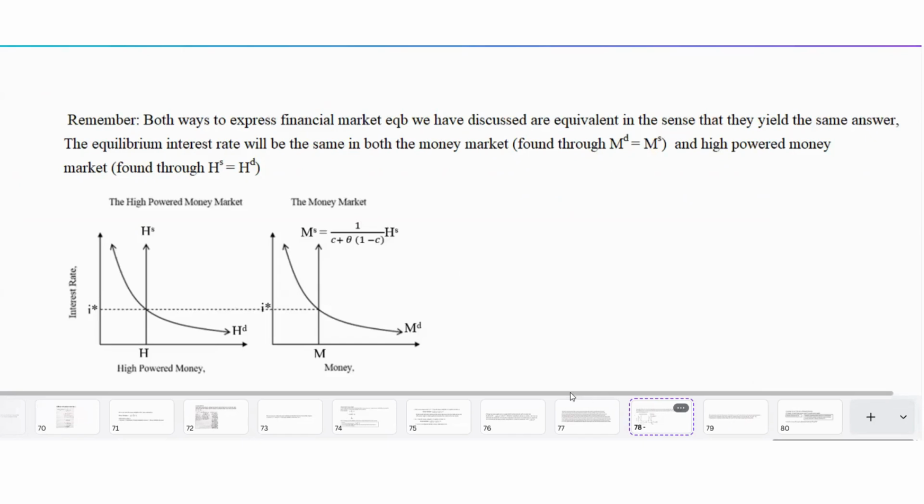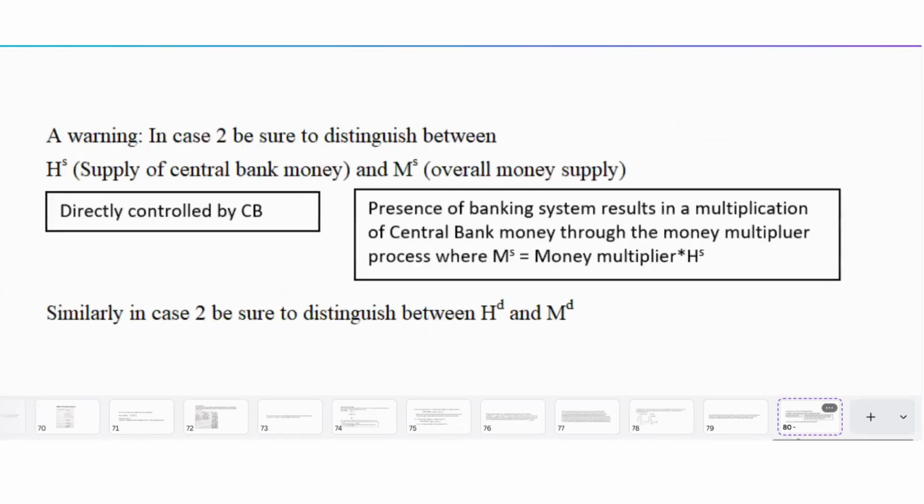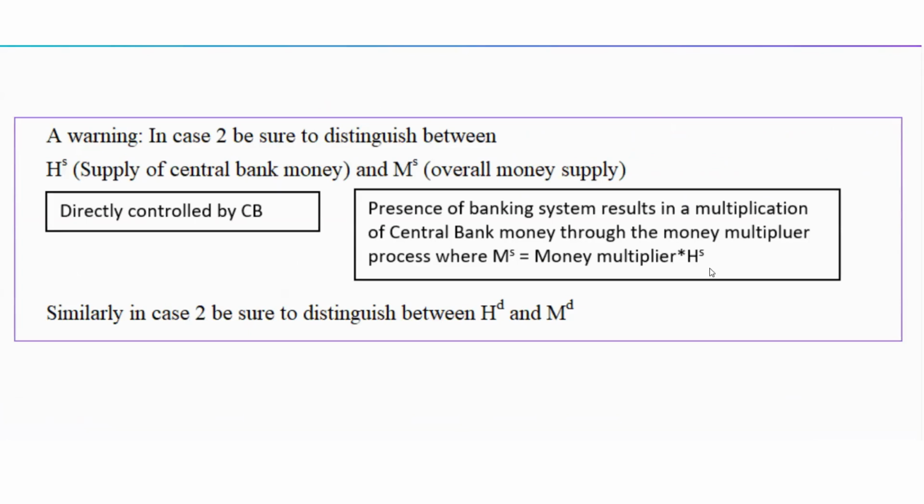One way is where HS is equal to HD, and the other is where MS is equal to MD. Here we have to be careful that in case 2, we distinguish between HS, supply of central bank money, and MS, overall money supply. Because when we have a banking sector, what the central bank directly controls is the supply of central bank money HS, and the presence of the banking sector results in a multiplication of the central bank money through the money multiplier process, with overall money supply as money multiplier times supply of central bank money. Similarly, in case 2, be sure to distinguish between demand for central bank money HD and overall money demand MD.